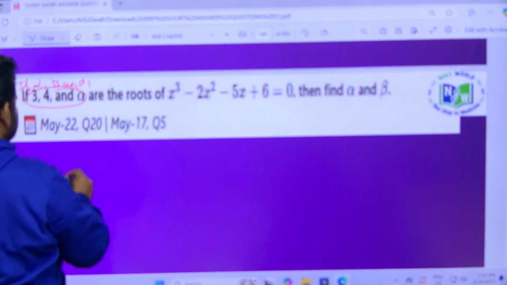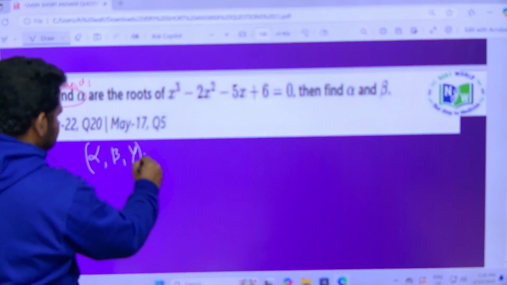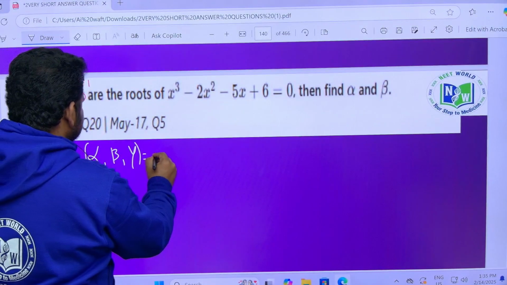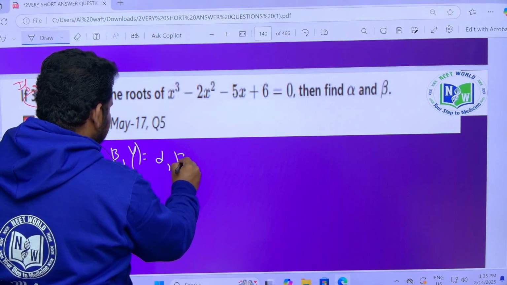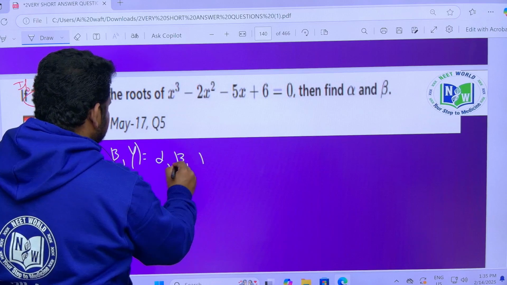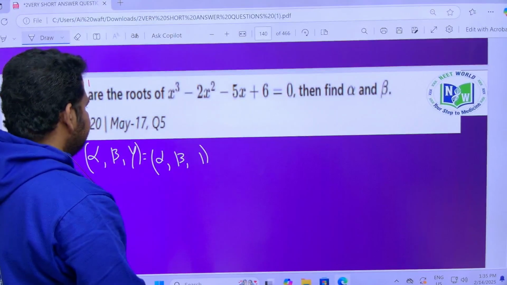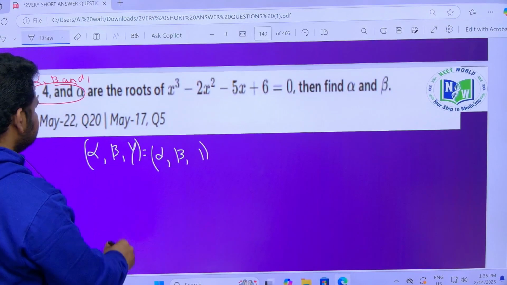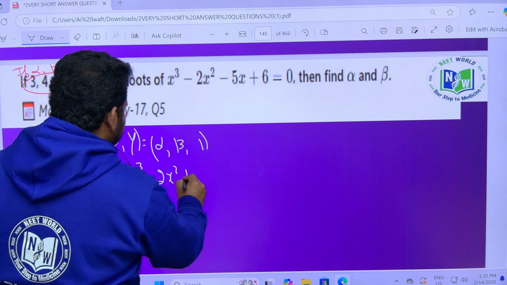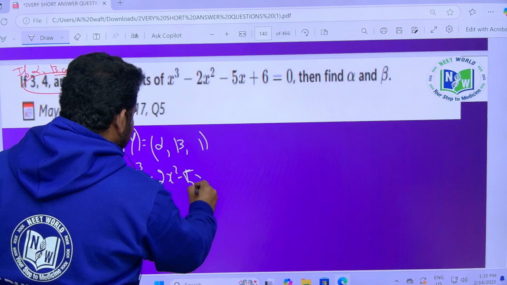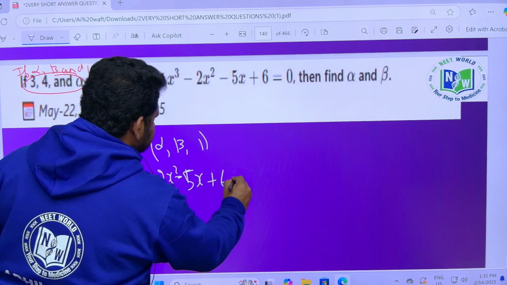So the given roots are what, friends? Alpha, beta, gamma. This is given as alpha, beta, 1. That is, gamma is given as 1. We have to find alpha and beta. What is the equation that is given? That is x cube minus 2x square minus 5x plus 6 is equal to 0.